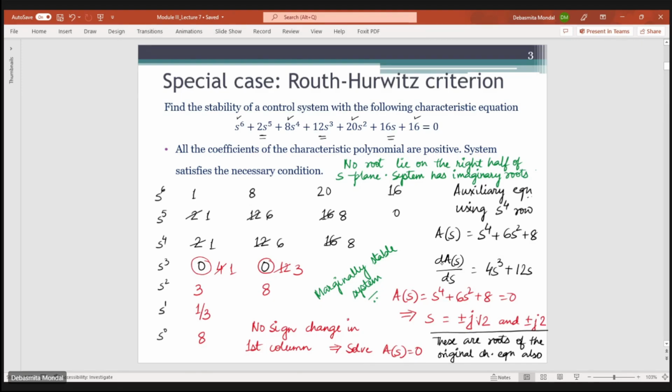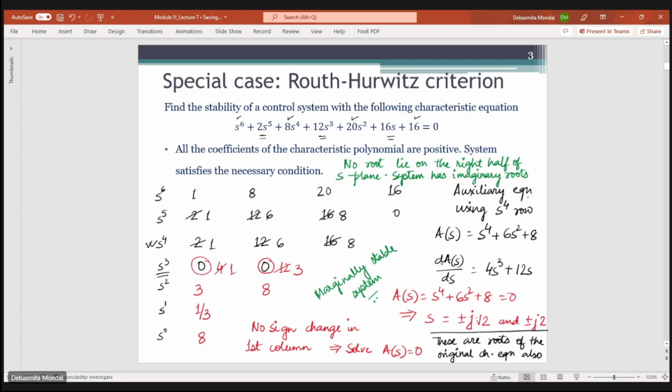Now the moment you compute the next row, you see that the first term is 0, since 6 multiplied by 6 divided by 1 minus 6 will be 0. Similarly, since these two rows have the same value, the next row will have all 0 elements. So all the elements in the row corresponding to S to the power 3 are equal to 0. The moment this kind of situation arises, we write the auxiliary equation, which is formed by the coefficients of the previous row, the S to the power 4 row.